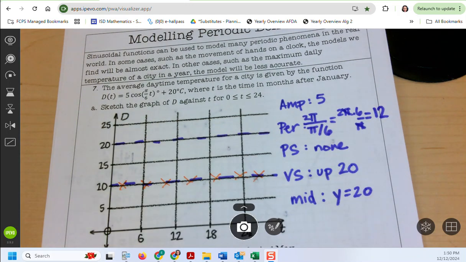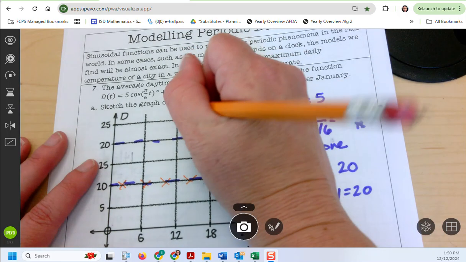All right. What else do we need to know? We need to know the amplitude. We got that. And there's no phase shift, so I think we're ready. Oh, our period is 12. So the whole graph will happen between here and here.